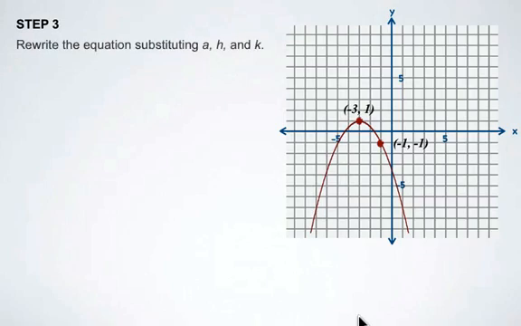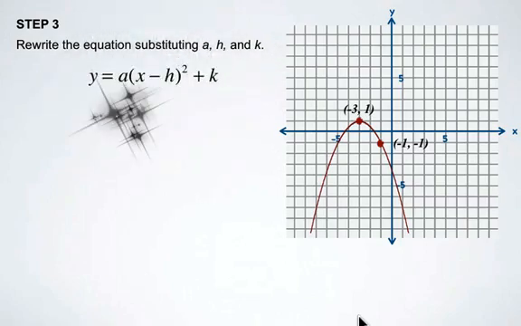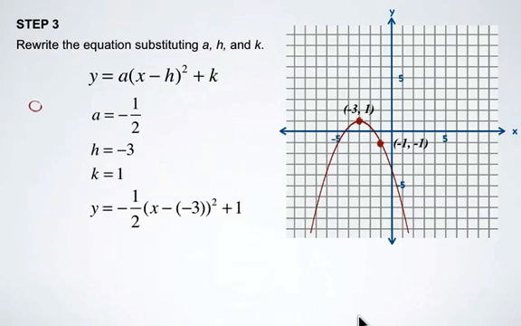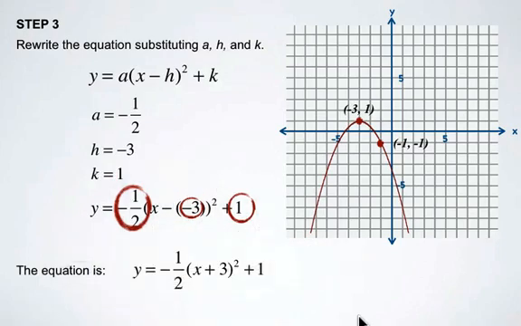Our third step is to rewrite the equation substituting a, h, and k. Here's our vertex form, our value for a, h, and k. We'll substitute them in. A is negative 1/2. Here it is. H is negative 3. Here it is. And k is 1. And there you are. So the equation is y equals negative 1/2 times x plus 3 squared plus 1.